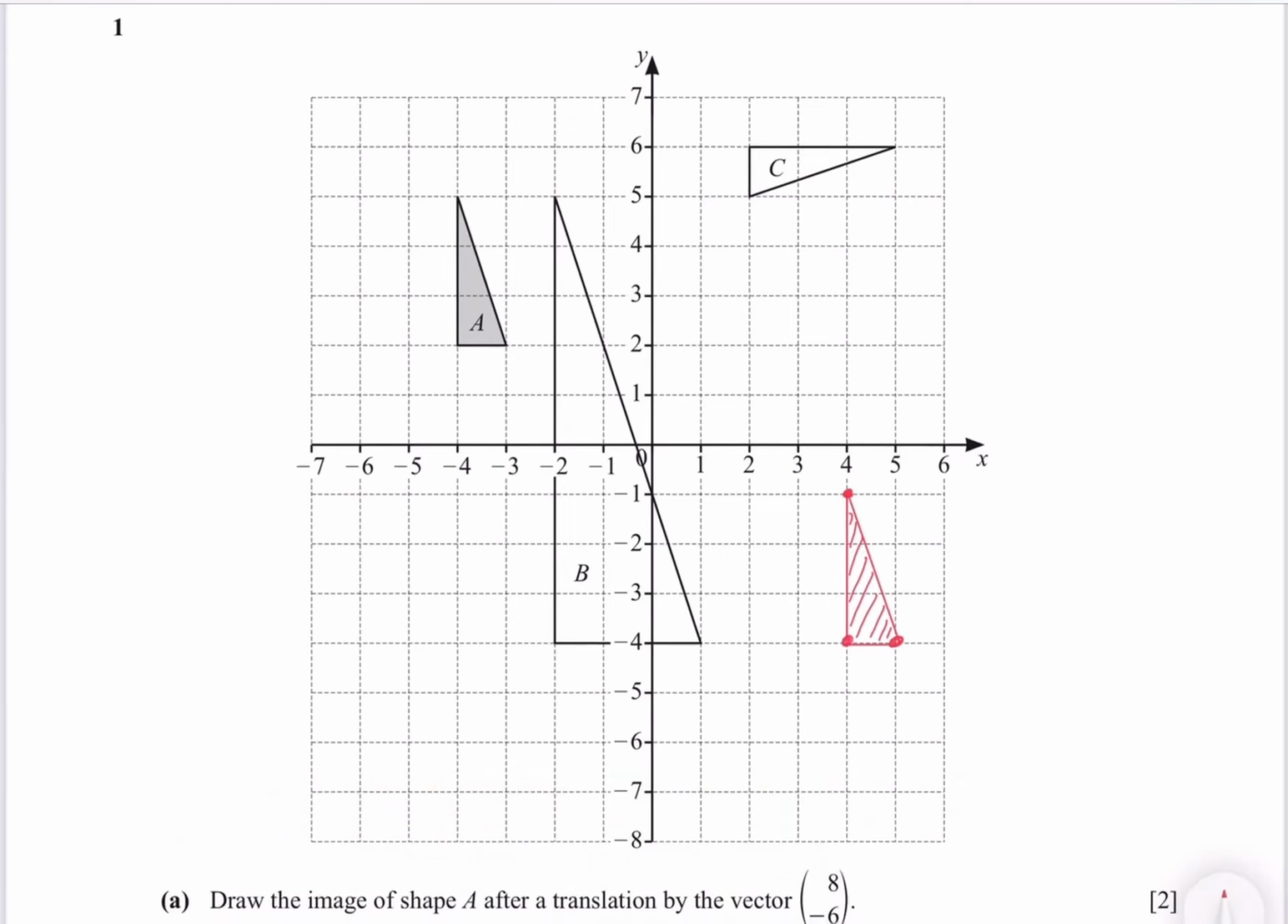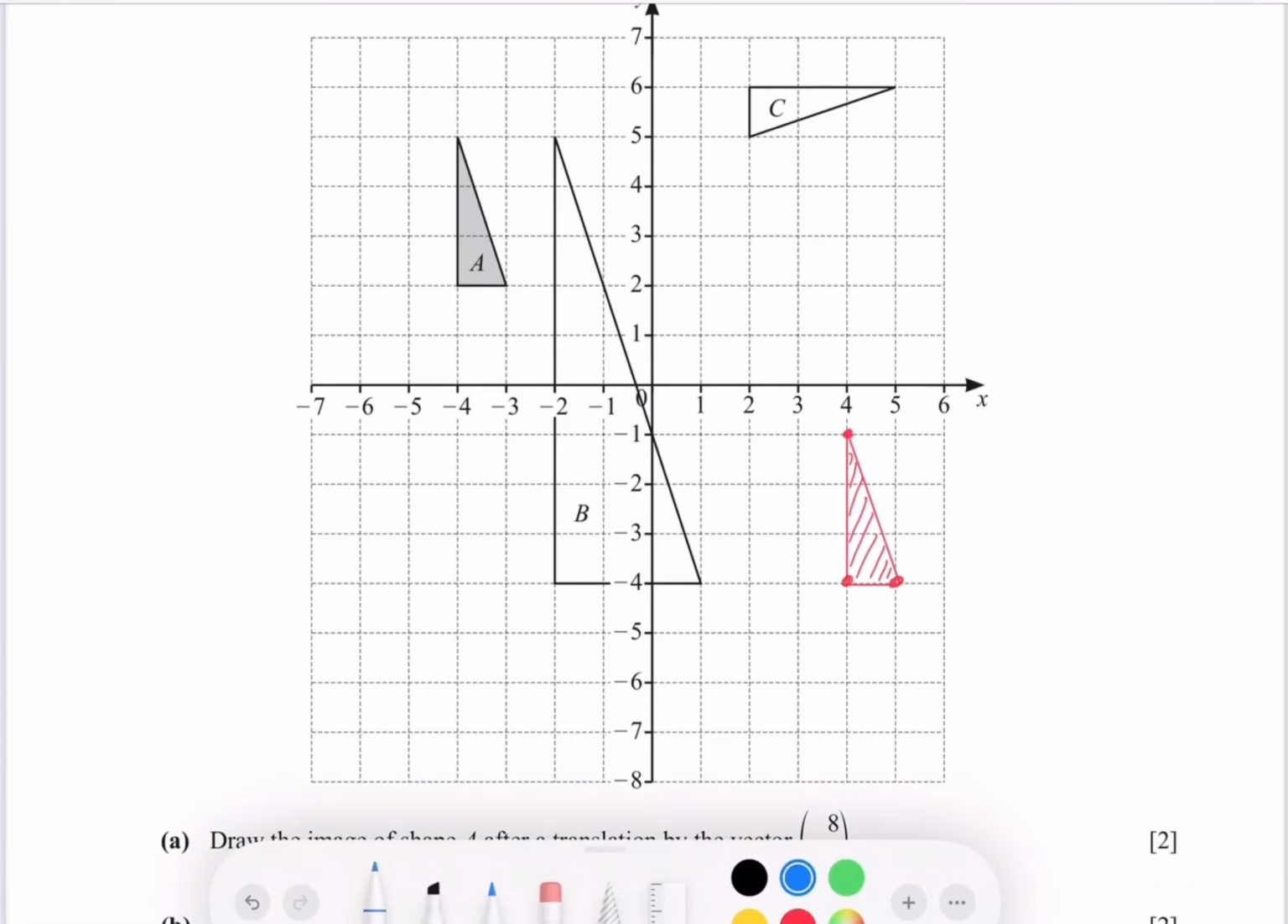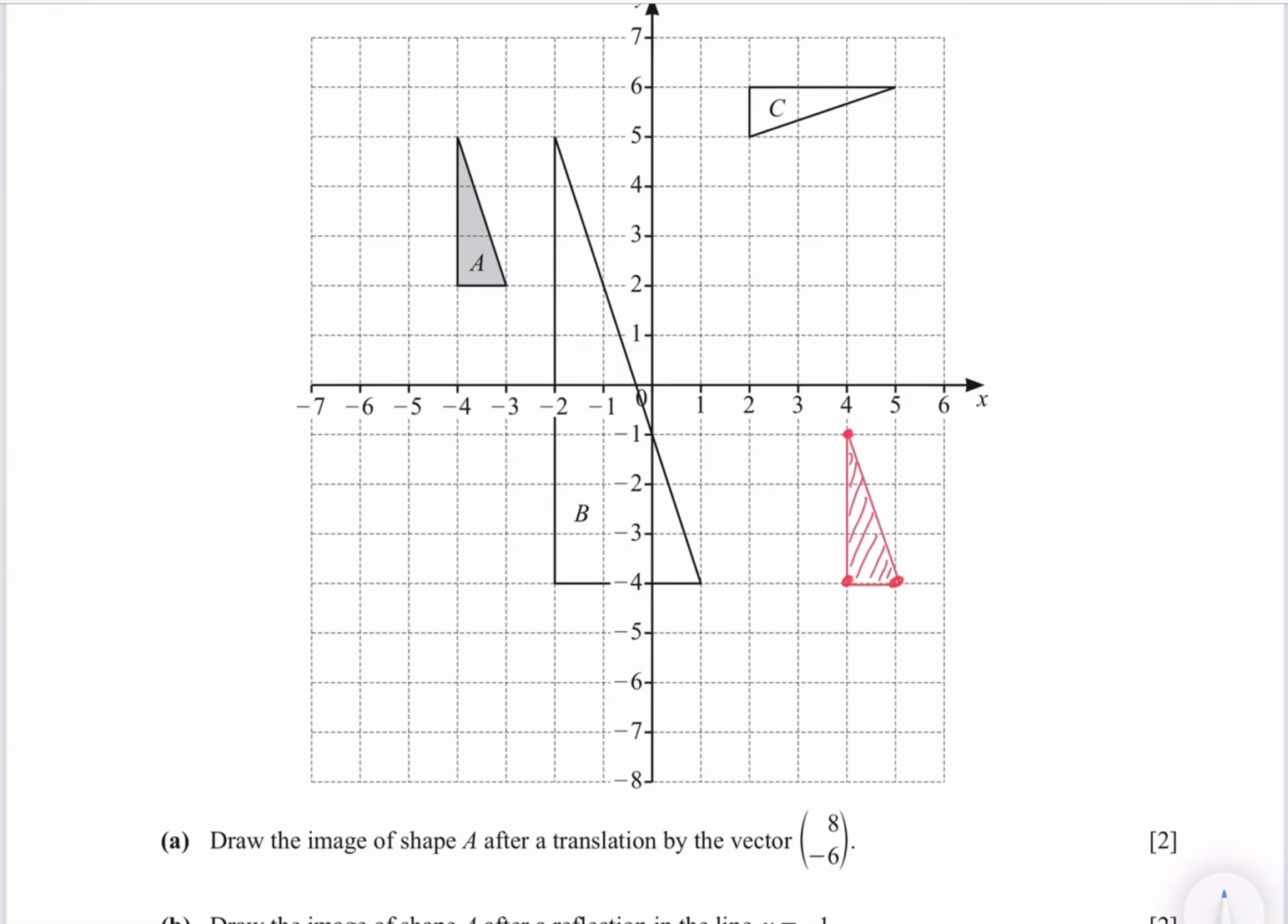So our second part, draw the image of shape A after a reflection in the line y = -1. So let's draw the y = -1 line. I'm drawing it with blue color. This is y = -1.